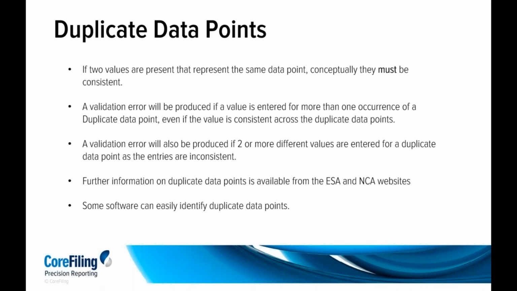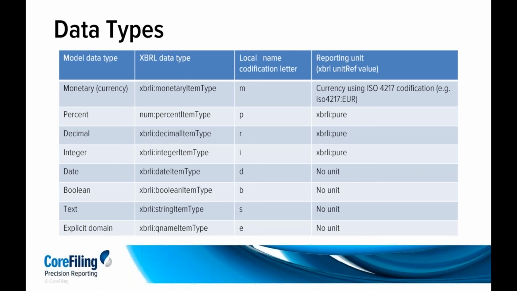So, duplicate data points. There are a number of cases in these mandates where a single report will contain the same data point in multiple tables. Conceptually, if two cells represent the same data point, they must be consistent. But in fact, there are filing rules in both mandates that state that in such a situation, each fact must only be submitted once. This is something filing software will hopefully help you with, because it's not very easy by hand to identify duplicate data points.